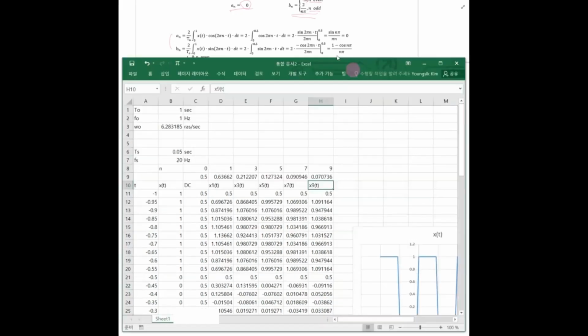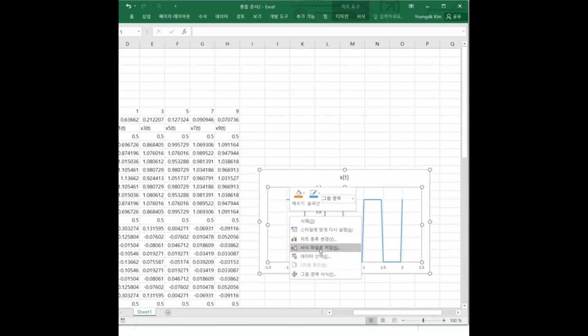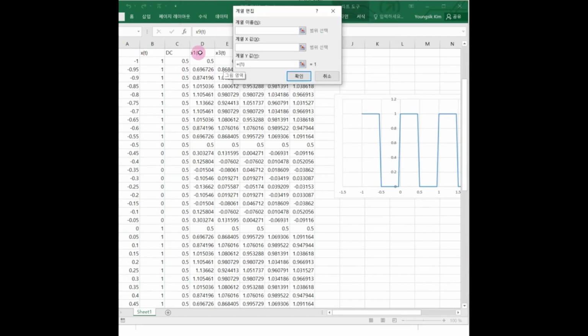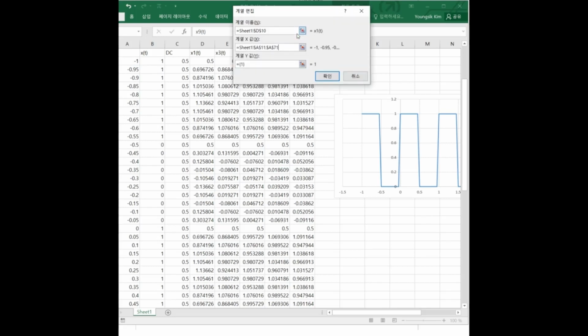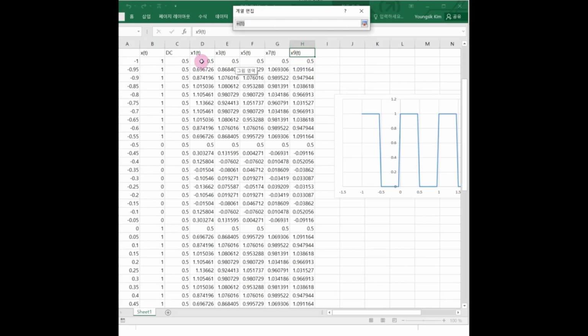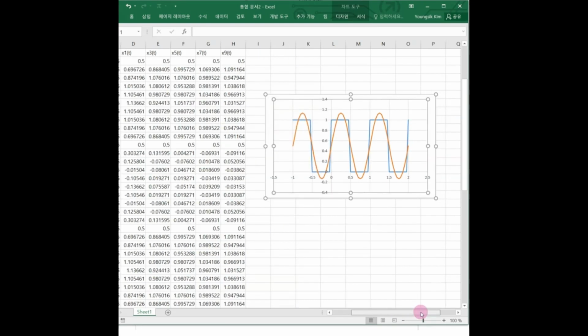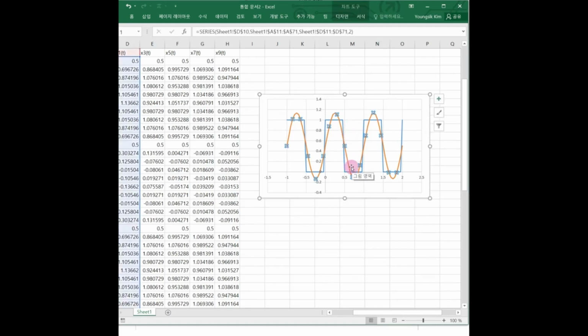So I would like to overplot the result from here. So data selections, I would like to select up to the first harmonic, and the time changing from here up to 71, and the y-axis now I would like to plot the first harmonic. Then it looks like this one. From here you can compare the original rectangular pulse and the first harmonic component estimated like that.